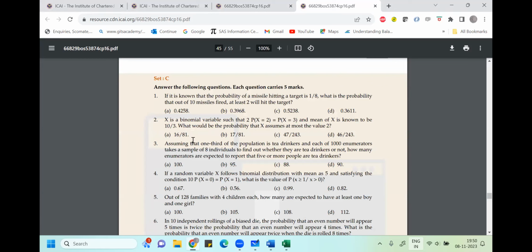See this question number 4, everyone. If a random variable x follows a binomial distribution where they're giving you the mean is equal to 5, means n into p is 5, and they satisfy the condition that 10 times P(x = 0) equals P(x = 1), same like question number 2 only. What is the value of p? They're asking you this.